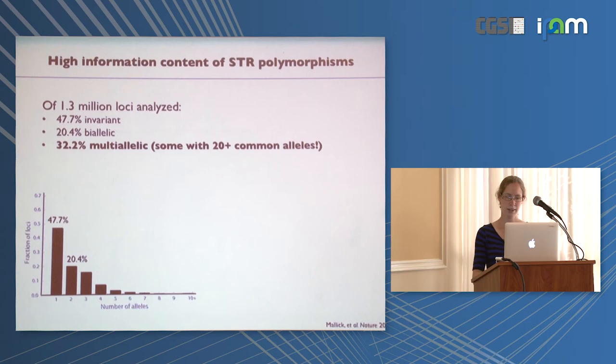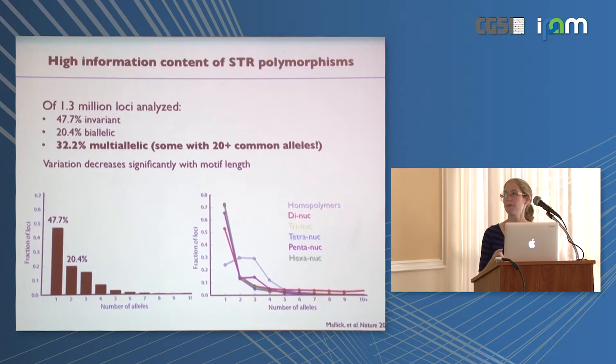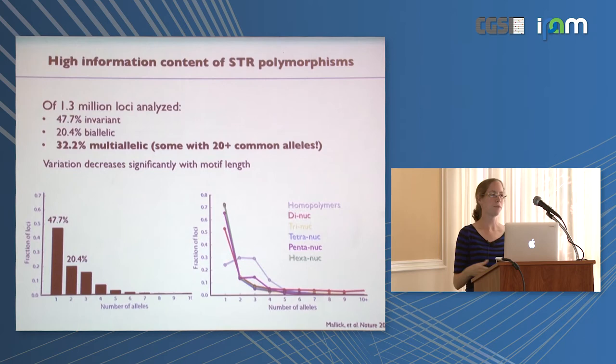We can look for interesting trends. I'll just give one example. We can look at how variation compares to the motif length of the STR. We find that homopolymers are extremely variable. As you get longer and longer motif lengths, the amount of variation decreases. That's one example. We can look at tons of different properties of STRs and correlate that with variation in our data.